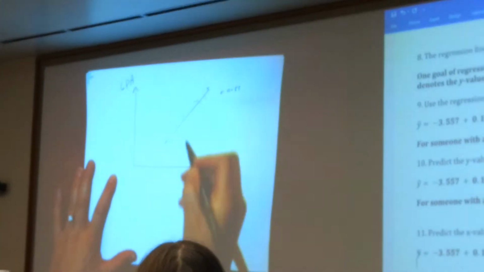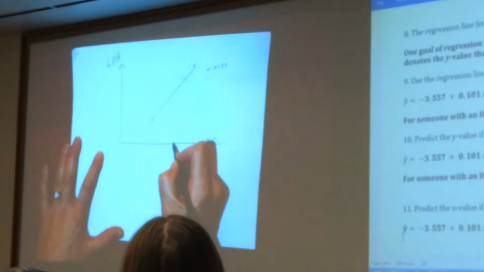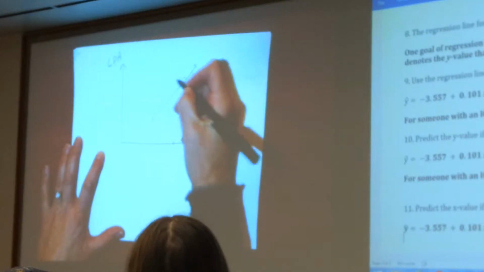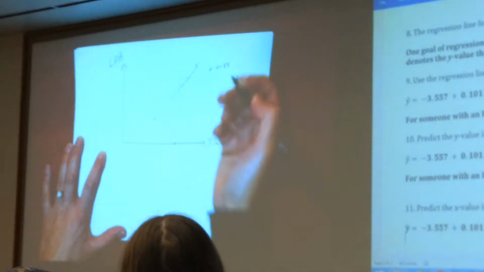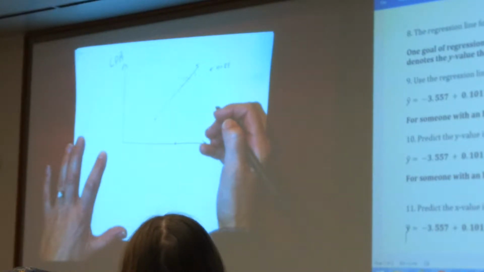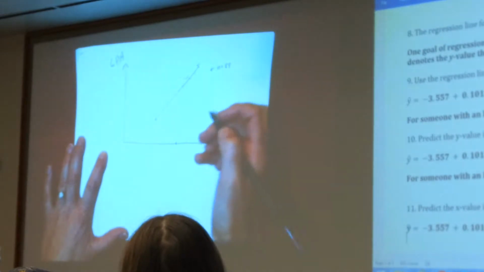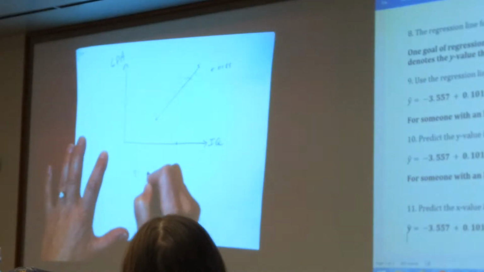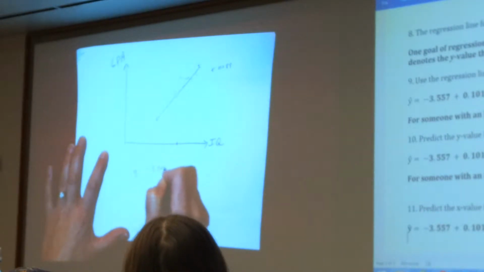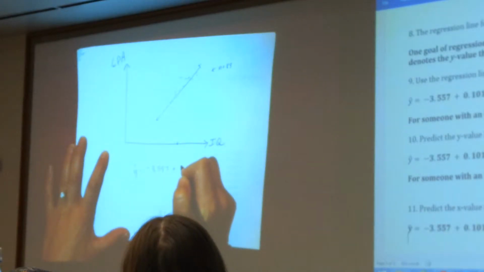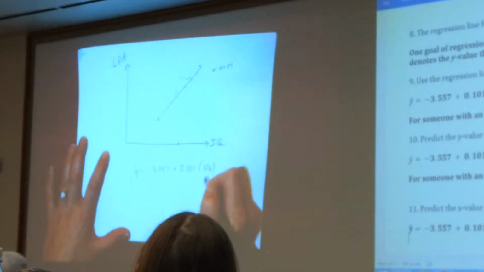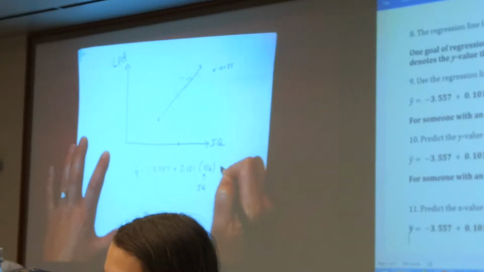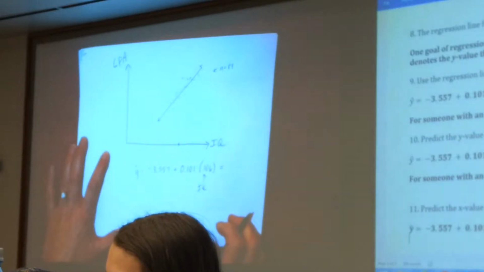And so instead of trying to eyeball, well, if somebody has this IQ, most people have these GPAs, which you can do, there are intervals for that. Instead, we use the equation, and we say, well, if someone has an IQ of 106, we can predict what their GPA is.